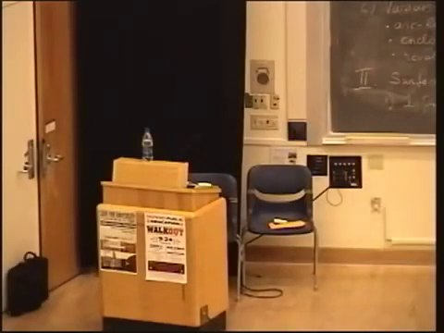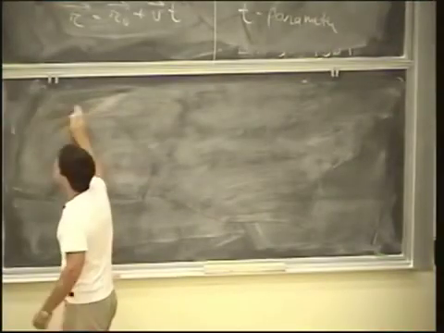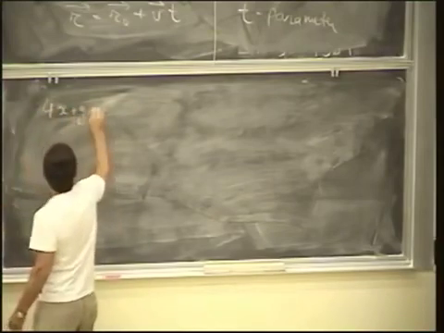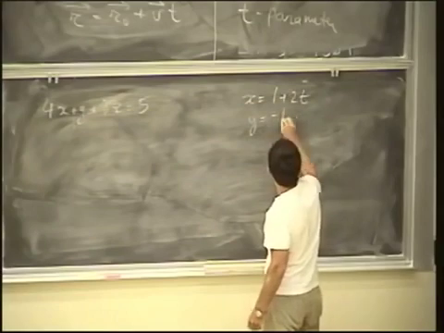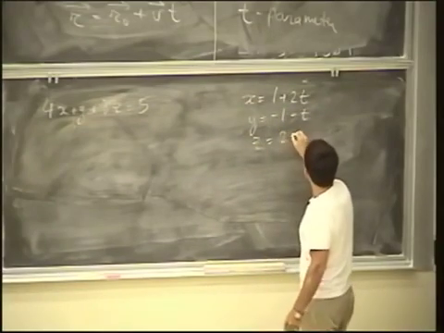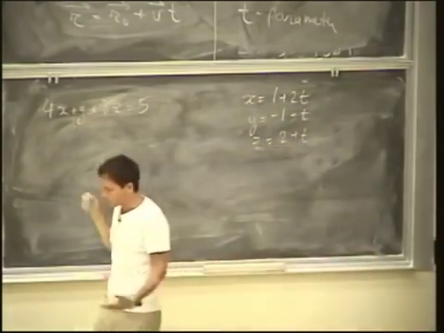Another question that can be asked is about relative positions of lines and planes. So this particular question is about the relative position of a line and a plane. Let's suppose you're given an equation of a plane, let's take this one again: 4x plus y plus 3z equals 5. And then suppose you have a line: x is 1 plus 2t, y is negative 1 minus t, and z is 2 plus t. These are typical equations for a line and a plane.